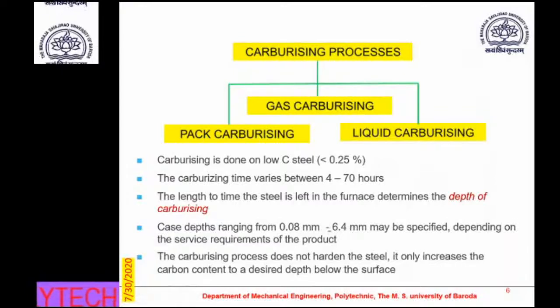This is specified based on the surface requirement of the service condition of the products. The carburizing process does not harden the steel, it increases the carbon content to a desired depth up to the surface and thus it improves the hardness.